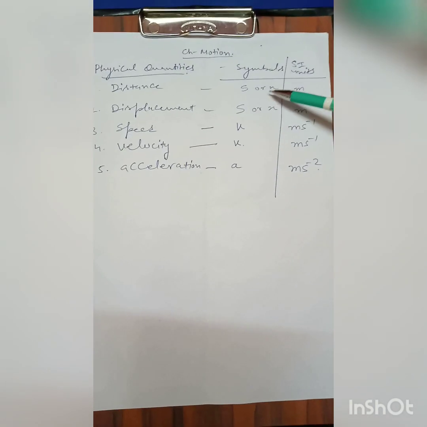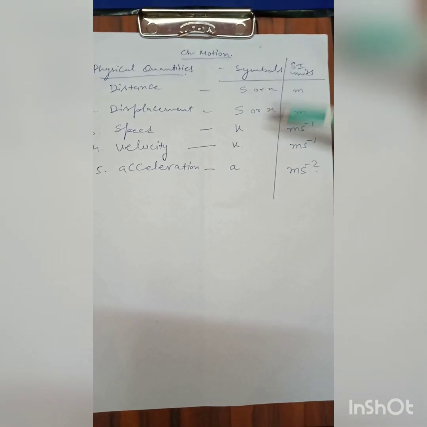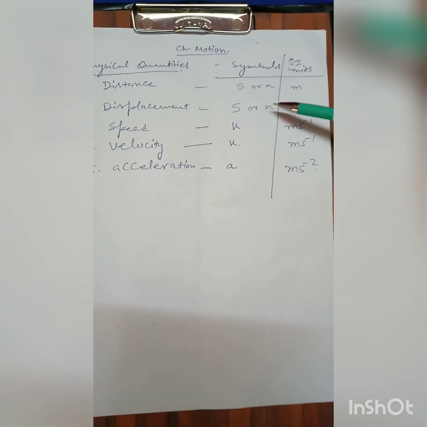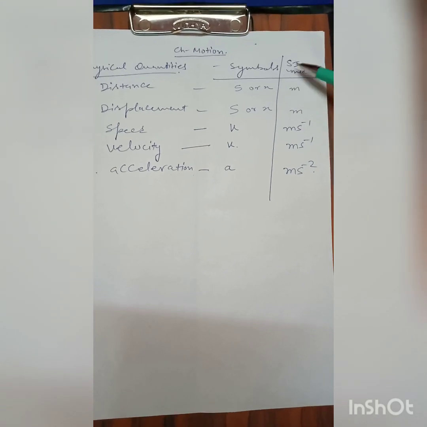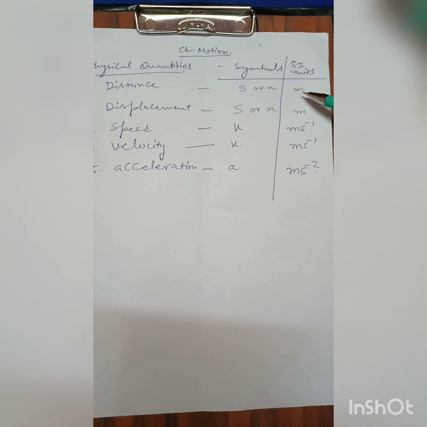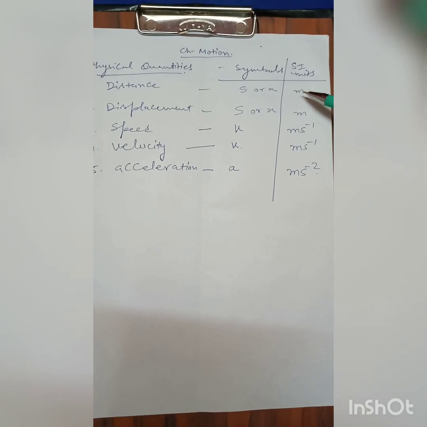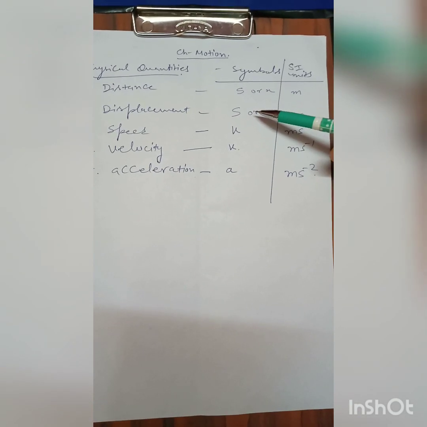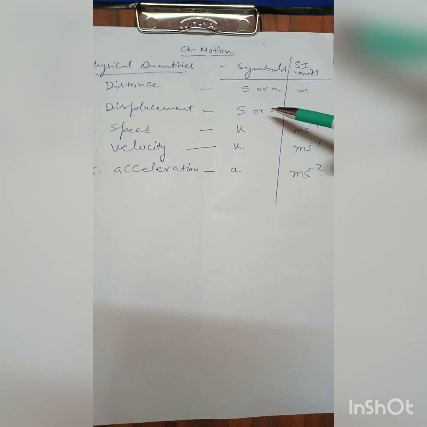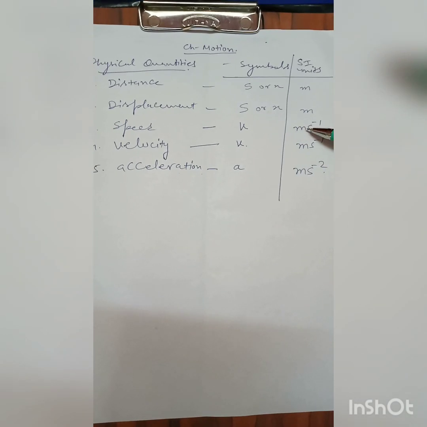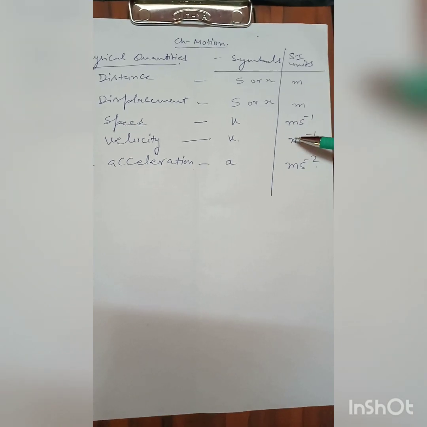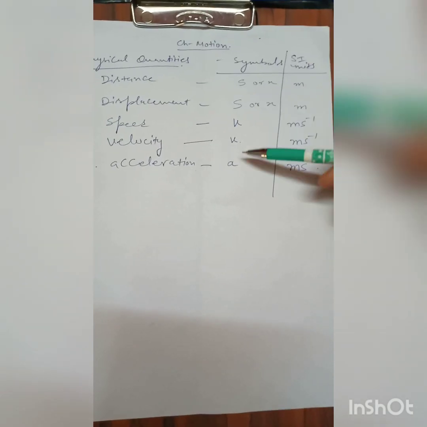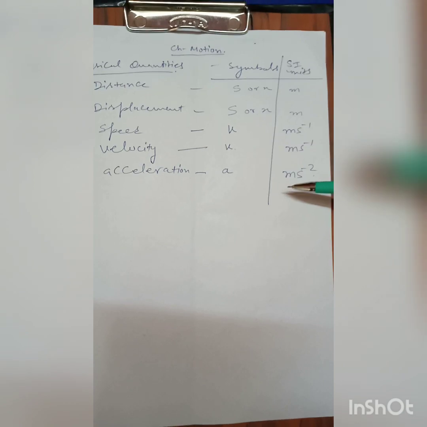Now, as we know there are some symbols, units are also there. Distance is represented in meters. The SI unit of displacement is meter. The SI unit of speed is meter per second. Velocity is also meter per second. The SI unit of acceleration is meter per second square.